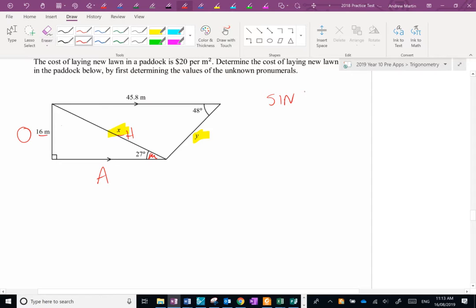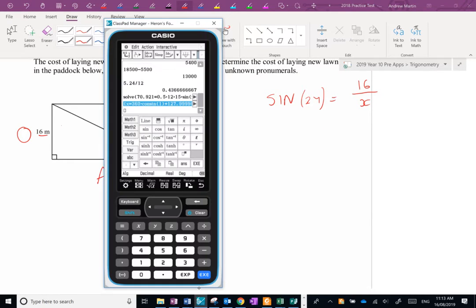So sine of 27 is equal to 16 over x. So we can use our class pad.